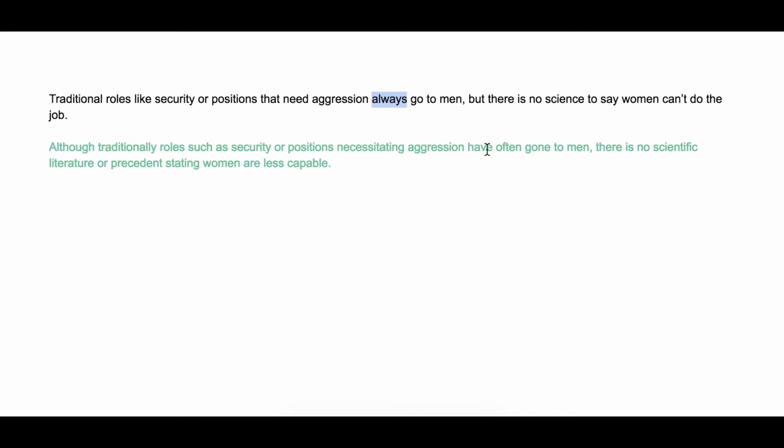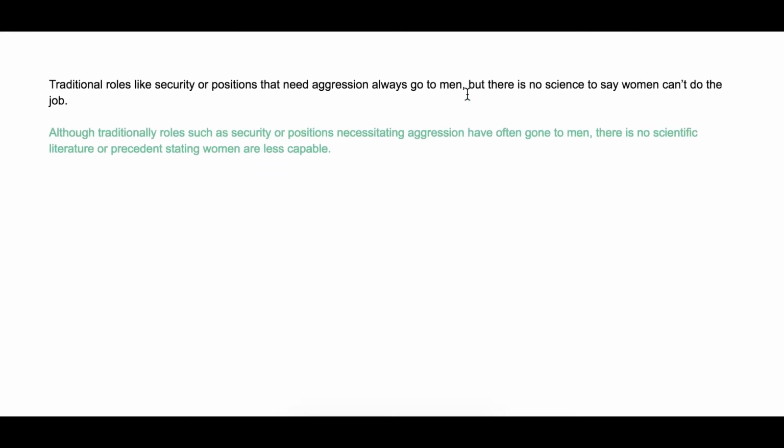So this is the hedging that I was speaking about, and I go into more detail in the online course. So there is no scientific literature or precedent stating women are less capable. That sounds a million times better than there's no science to say women can't do the job. So can you see, we're saying the same thing, but one way is scoring a lot more points than the other way, and it also sounds more sophisticated. We're using more sophisticated vocabulary, better lexical resource, and also a wider range of structures. So just bear that in mind.